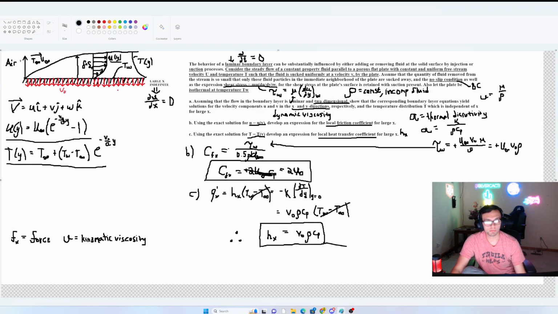And from both of those, we got the local friction coefficient and the local heat transfer coefficient from just simple math, using the heat transfer rate correlation and using the shear stress and simplifying that. I do think there is a typo though. That just doesn't make sense.